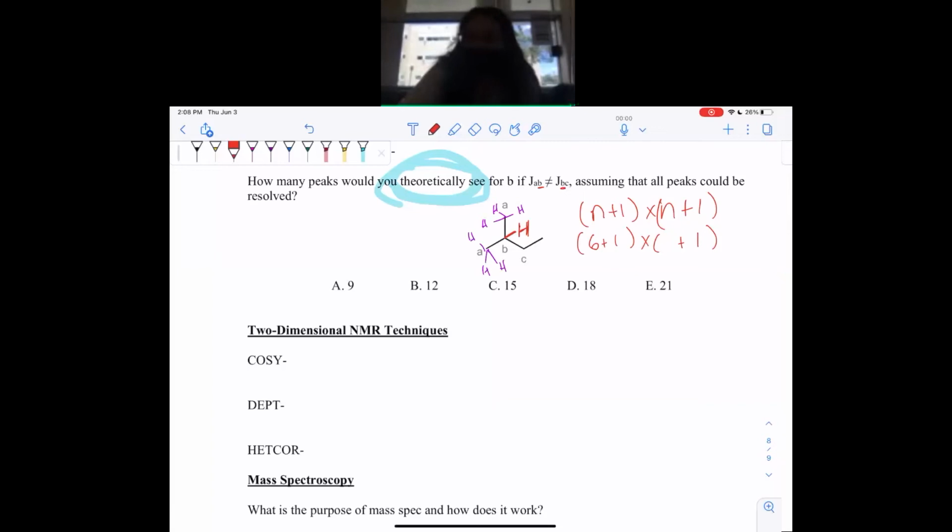2. Awesome. So we do 2 plus 1. So we get 7 times 3, which gives us 21. So this is how he's going to ask you a complex splitting question. And yes, 21 is the multiplicity for specifically hydrogen B. You are correct. It would be different if we were looking for the other ones.